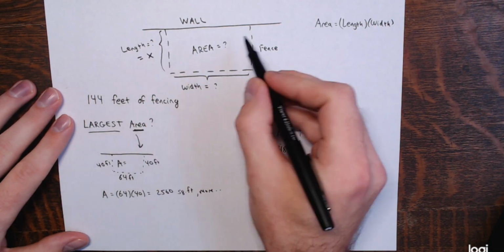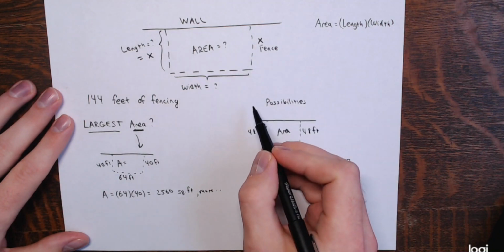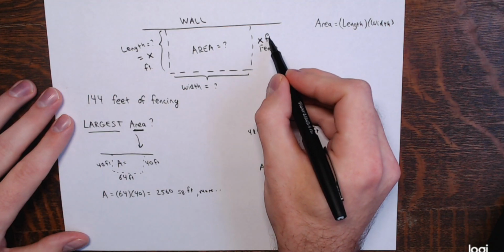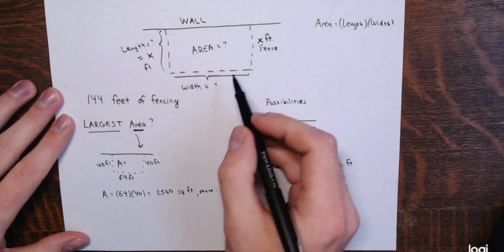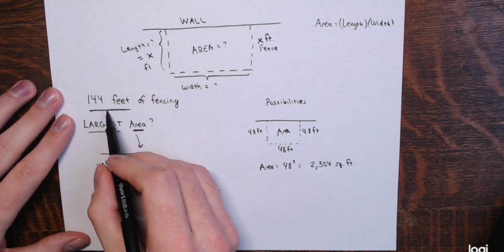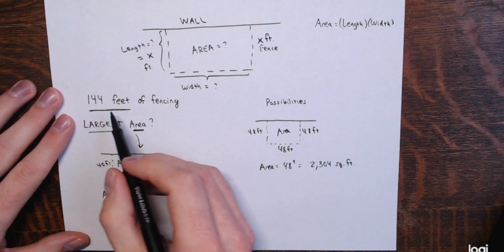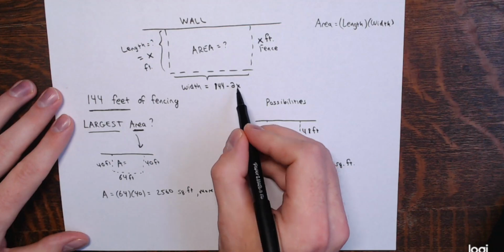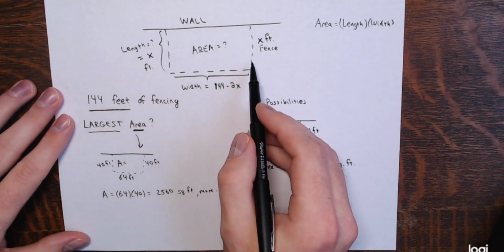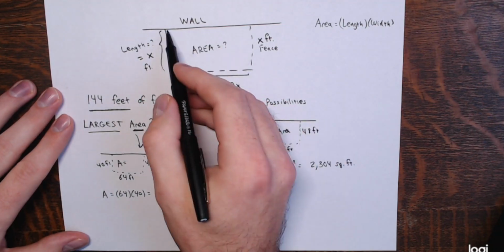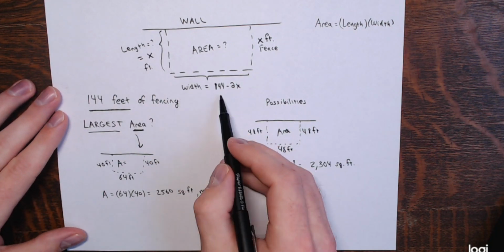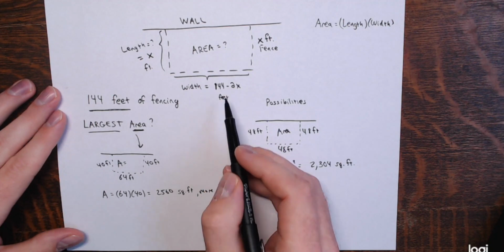So that's x feet, that's x feet, right, on the other side. And use the fact that we know we have 144 feet. So the width would be 144 minus 2x, right? If I call these lengths x and x, they make 2x together. So whatever's left, 144 minus 2x, that would be the width. I hope that makes sense.